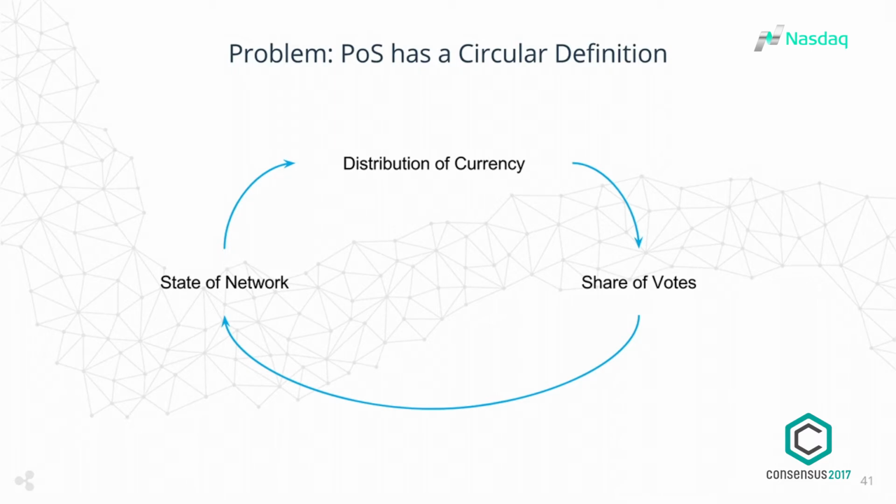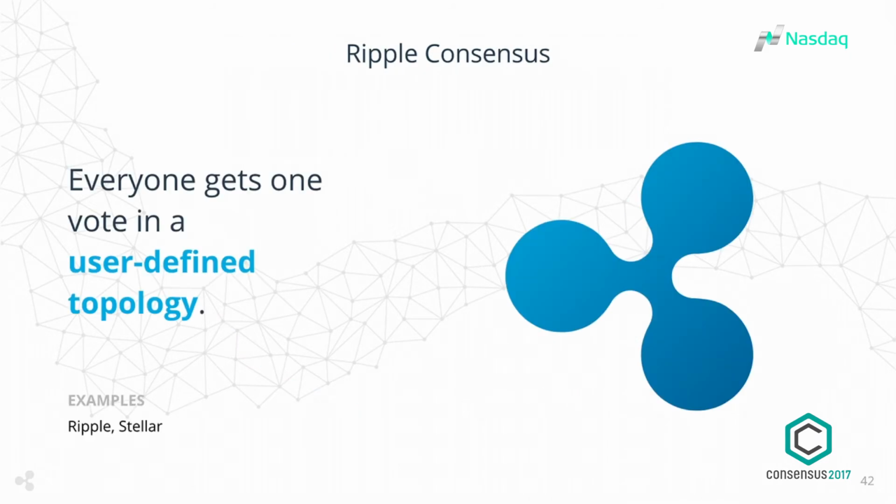And just to complete our survey, you see probably the little Ripple pin. So one other method is the Ripple consensus algorithm. And so the way that works is that everyone gets a vote in a user-defined topology. And I want to spend a few slides just explaining how Ripple consensus actually works, because I think there's, compared to proof of stake and proof of work, very little awareness of how it actually works out there.